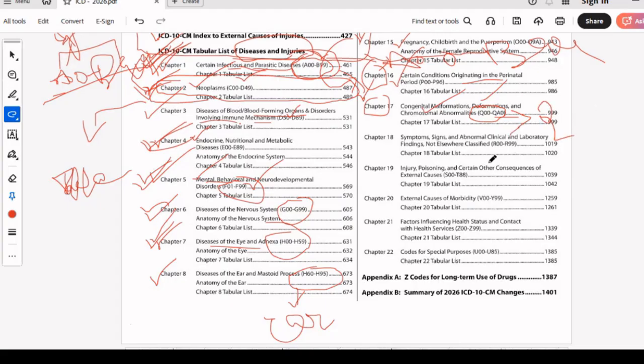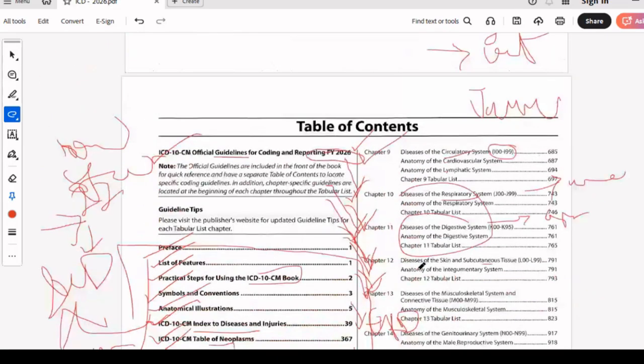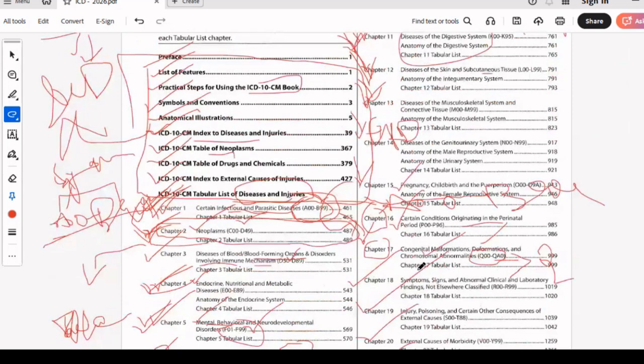Which letter? Q letter. After that, signs and symptoms, injury, poisoning, external causes, factors influencing health status, contact, and we can see here codes for special purpose, right? So these are all 22 chapters available in ICD-10-CM. Each system will have a separate code series. For example, circulatory system starts with I category. We have respiratory system which starts with J category. Skin related disorders start with L category.